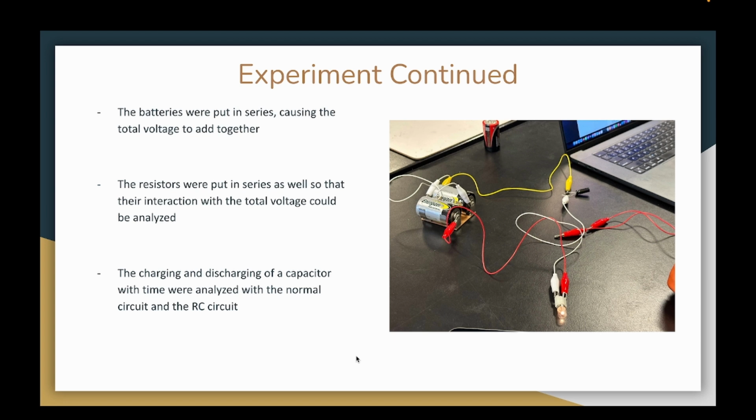So the batteries were put in series, causing the total voltage to add together. The resistors were put in series as well so that their interaction with the total voltage could be analyzed. And the charging and discharging of a capacitor with time were analyzed with the normal circuit and the RC circuit.